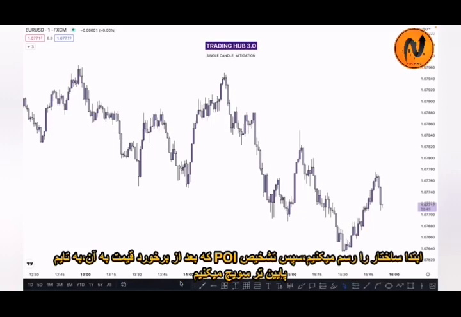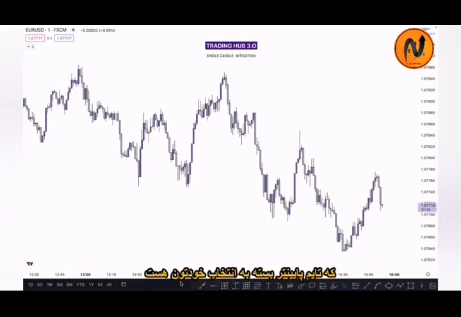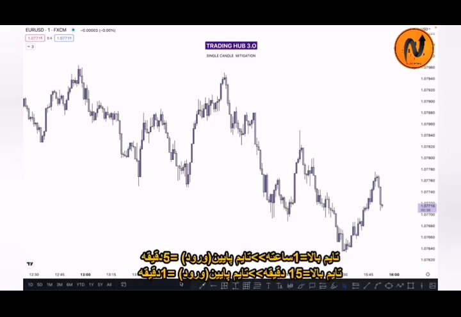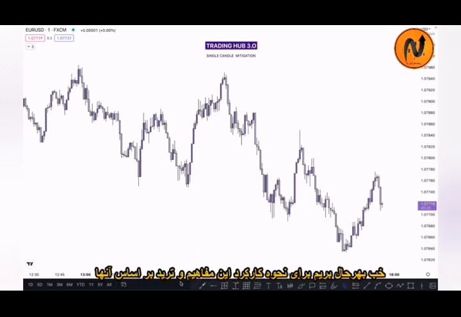First of all, you have to identify your structure, then identify your POI, then wait for mitigation, and then switch to a lower time frame, and it's up to you which time frame you use. If you are using 1 hour as the higher time frame, then 5 minutes for the entry; 15 minutes as the higher time frame, then 1 minute for the entry. So let's see how it actually works and how you can trade here.